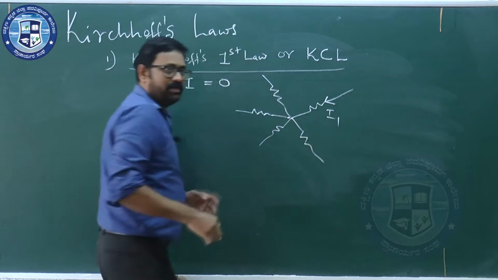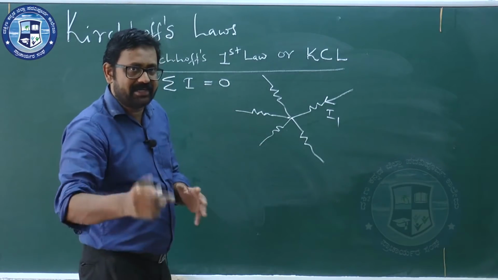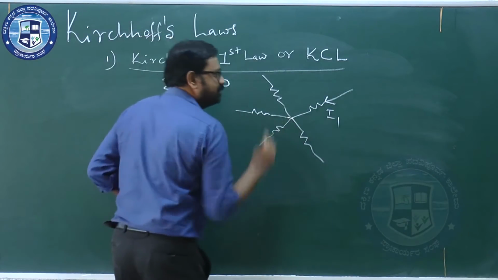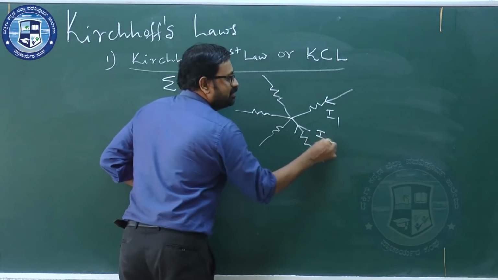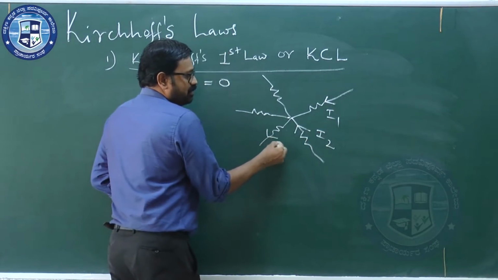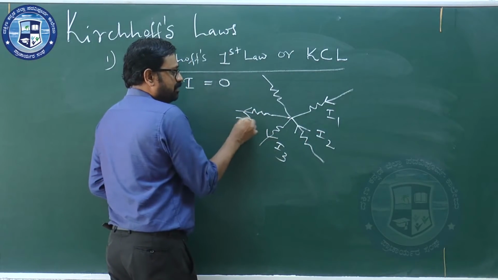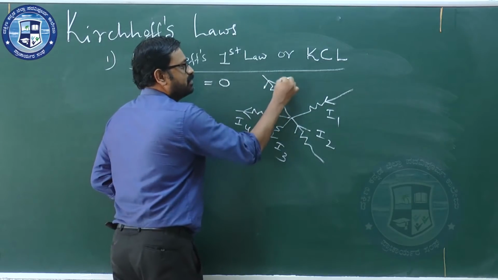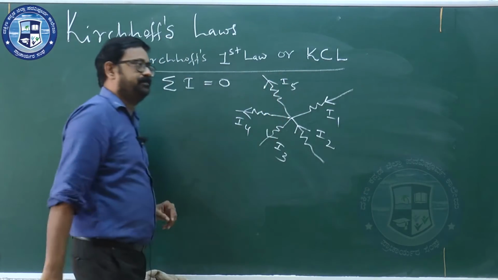Current is I1, whatever the arrow mark we indicate, it is a conventional current. Current is I1. Let us say in this branch current is I2. Let us say in this branch current is I3. Let us say in this branch current is I4. Let us say in this branch current is I5.